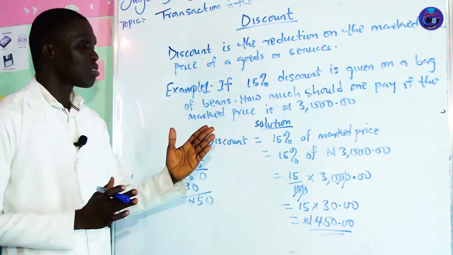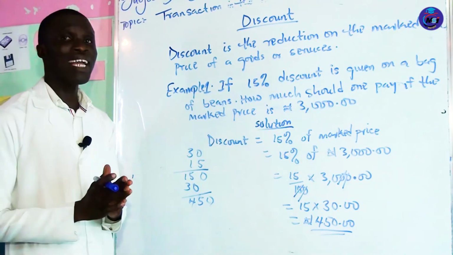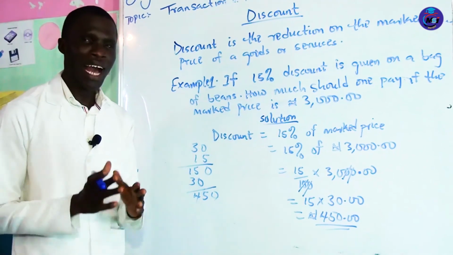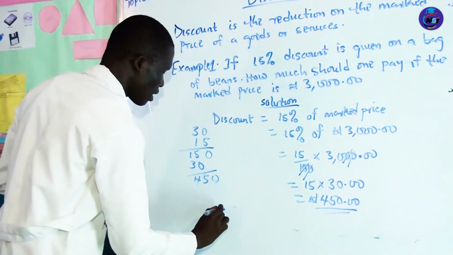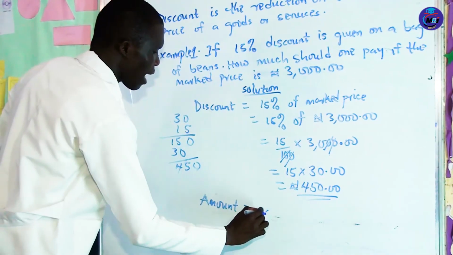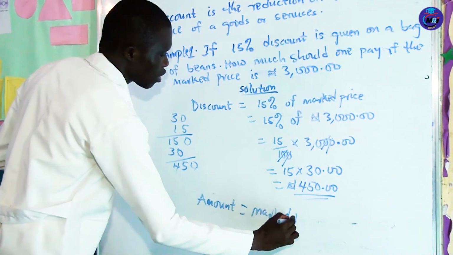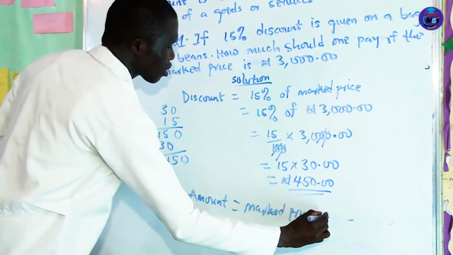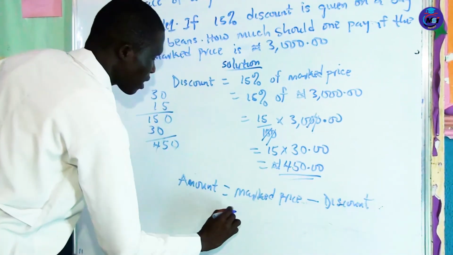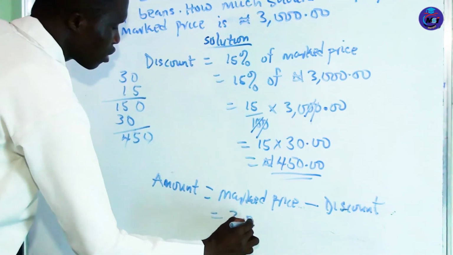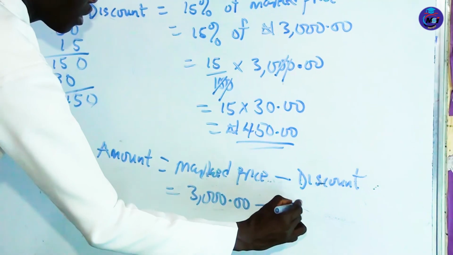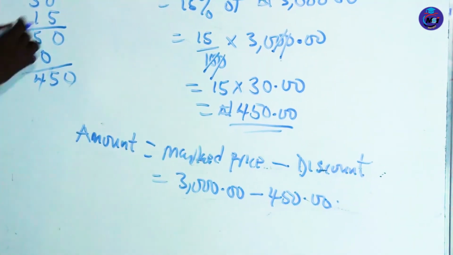we can also find the amount that the buyer is going to pay. And how can we find that? Amount equals mark price minus discount. What is mark price? 3,000 minus 450 naira. Let's quickly solve that.